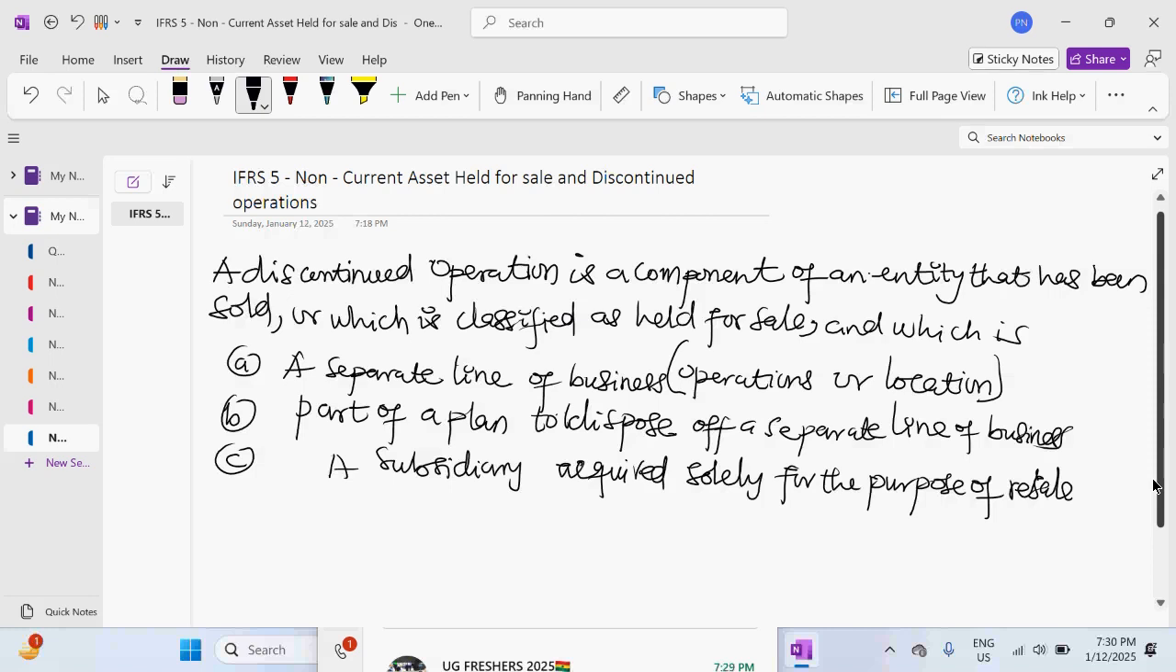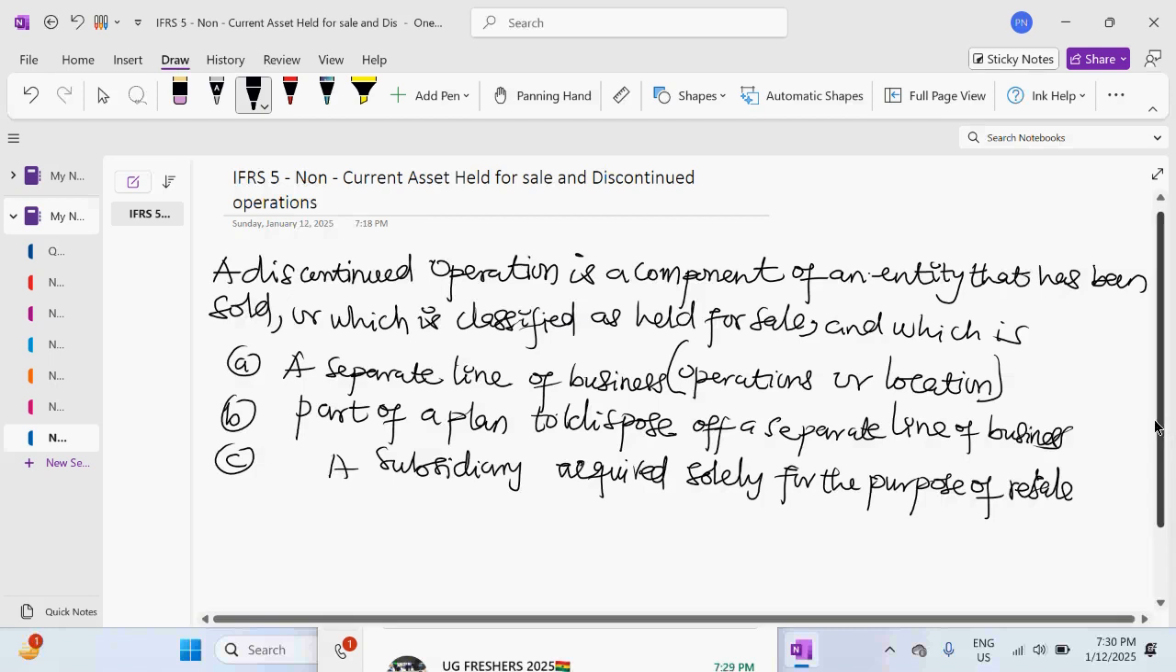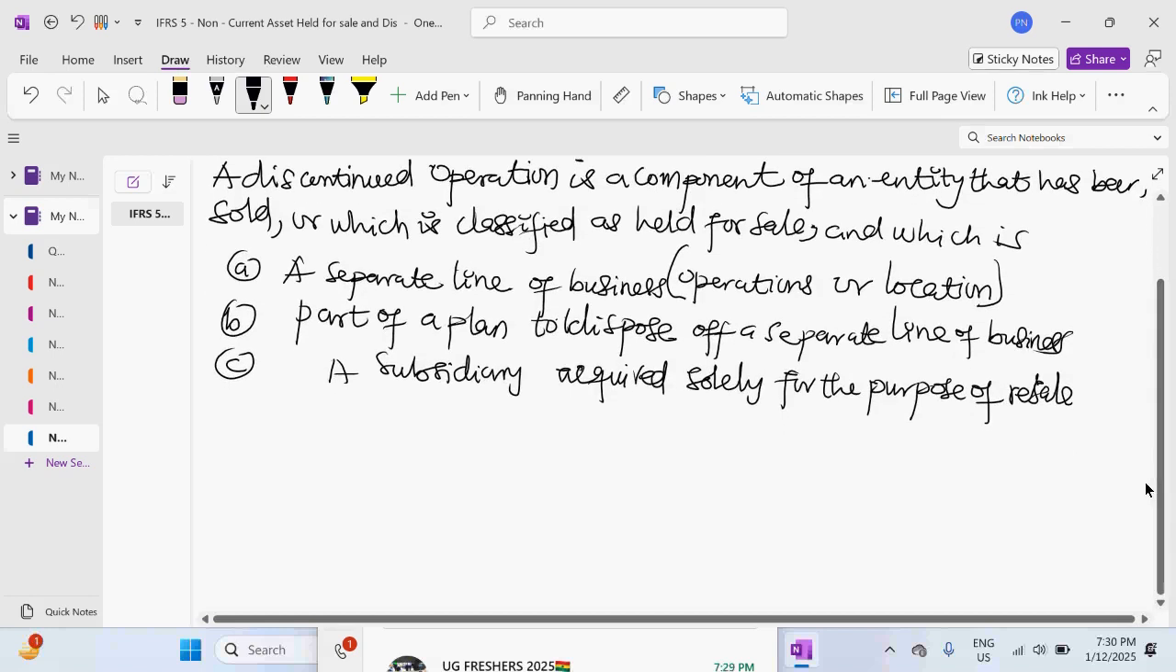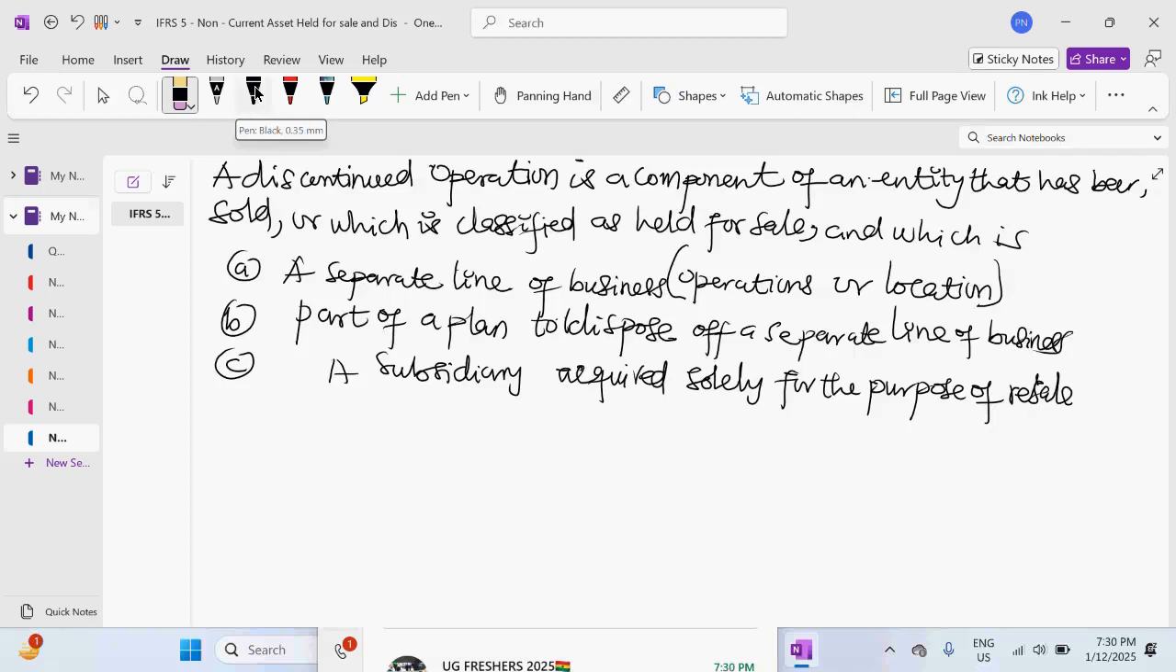A subsidiary acquired solely for the purpose of resale. I believe you know what a subsidiary is. It is like a branch of, let's say, KFC in the UK. You have a branch here, so that is your subsidiary. So this is what we term as a discontinued operation.